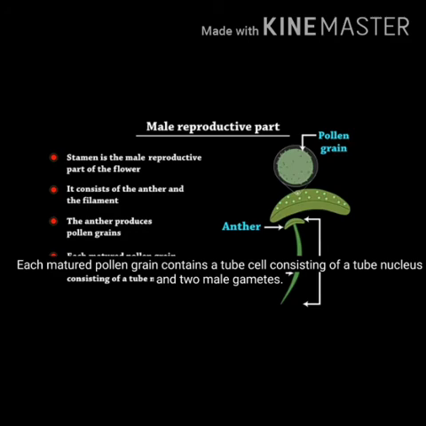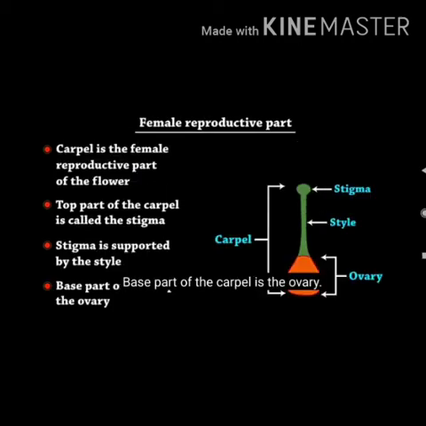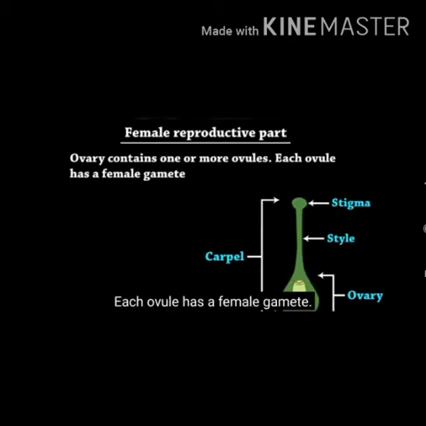Now look at the male reproductive part of the plant. The male reproductive parts are the stamens, and they consist of anther and filament, and anther produces pollen grains. Now the female reproductive part is called carpel or pistil, and the top part of the carpel or pistil is called stigma. The stigma is supported by the style, and the lower part is called ovary. And ovary contains one or more ovules. Each ovule has a female gamete.